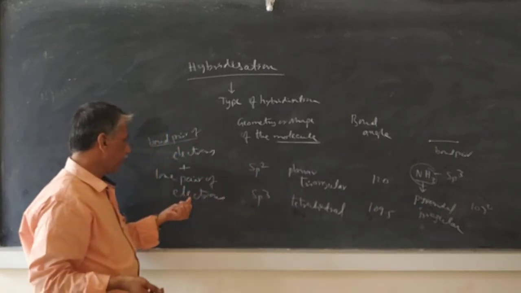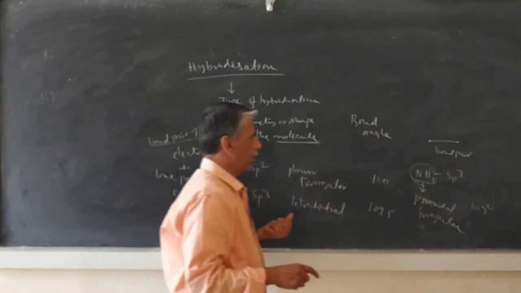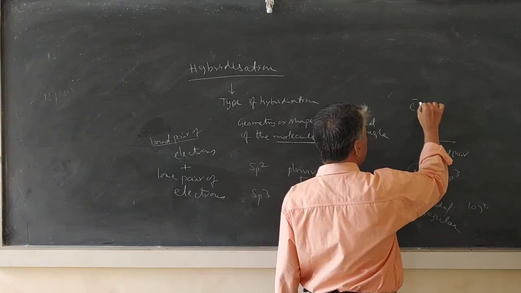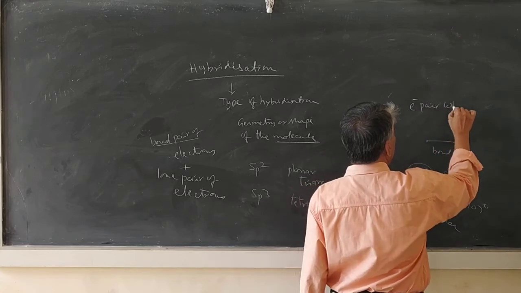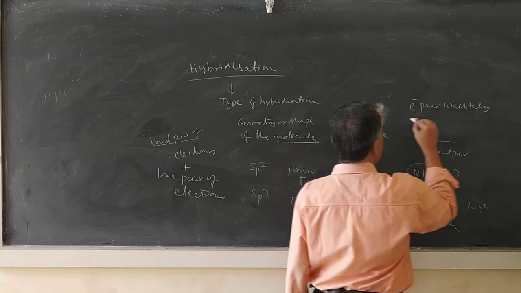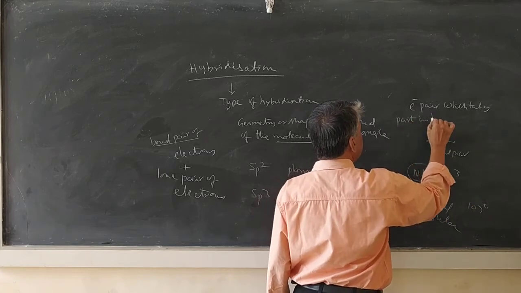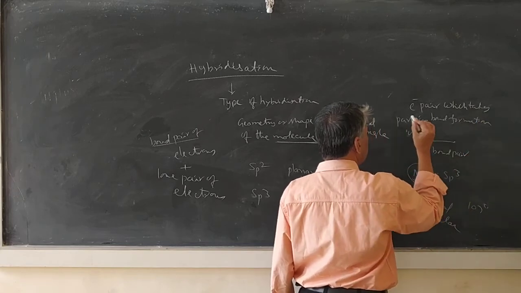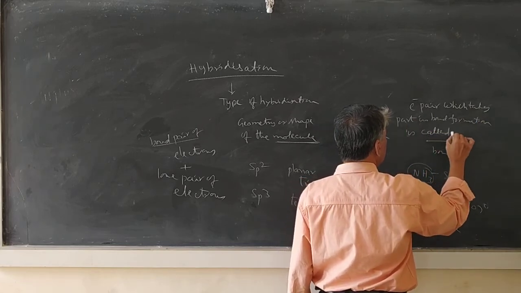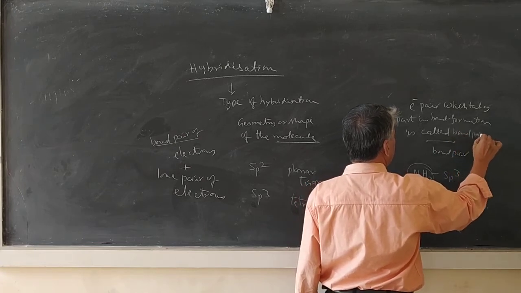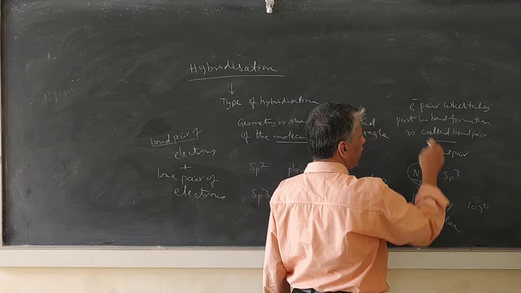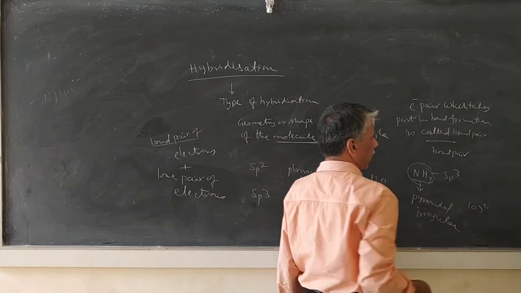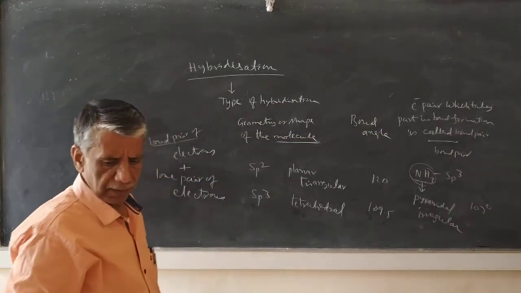What do you mean by lone pair of electrons? This pair of electrons does not take part in bond formation. The electron pair which takes part in bond formation is called a bond pair of electrons. Similarly, the electron pair which does not take part in bond formation is called a lone pair of electrons.